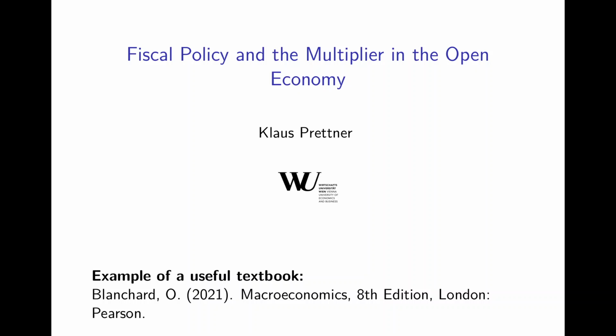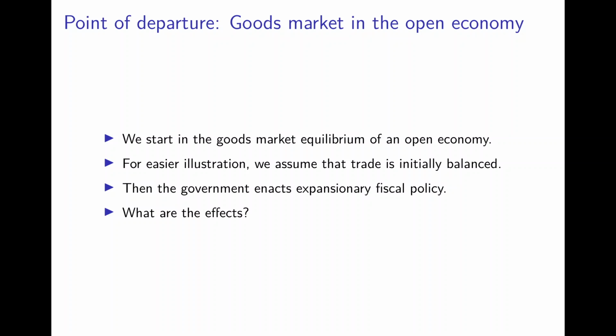In this chapter, we look at the effects of fiscal policy in the open economy, and we will have a particular focus on the multiplier effect in an open economy. We start in the goods market equilibrium of an open economy, and to have an easier illustration, we assume that initially at this goods market equilibrium, trade is balanced. Then we look at what happens if the government enacts expansionary fiscal policy.